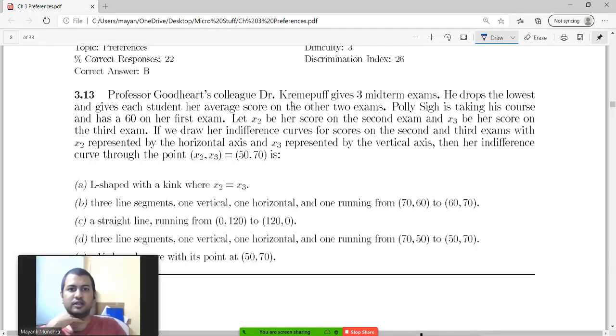Professor Goodhart's colleague Krempov gives 3 midterm exams. He drops the lowest and gives each student her average score on the other two. Okay, Poli Sci is taking his course and has 60 on her first exam.